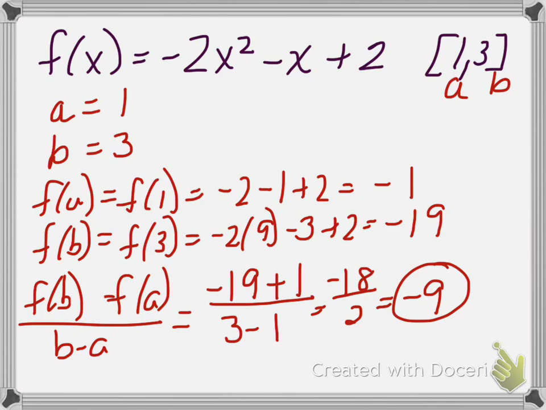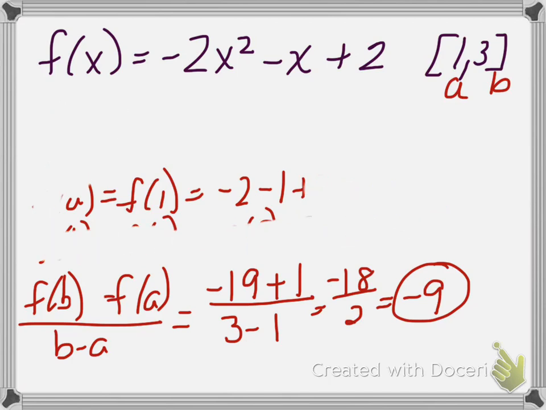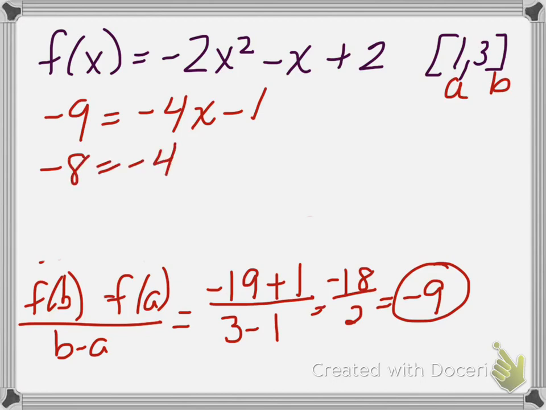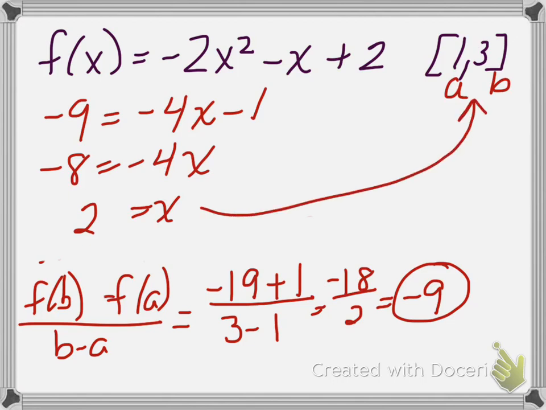So I'm going to make some room up here. Okay, so I'm going to have negative 9, and I'm going to set that equal to the derivative. Okay, so add 1 to both sides, divide by negative 4, and x equals 2, and 2 is in the interval between 1 and 3, so therefore the answer was choice D. And that's it.